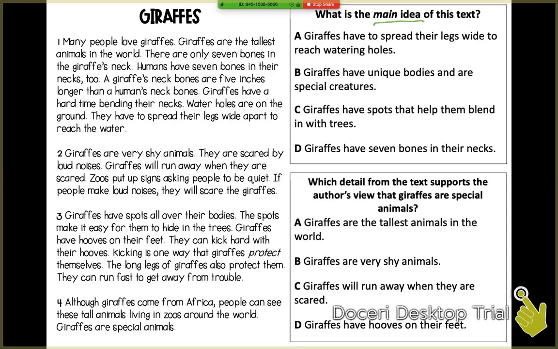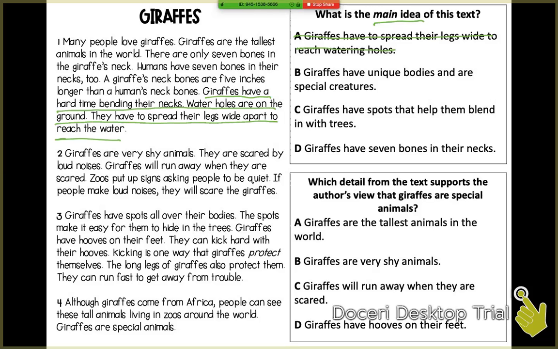So A says, giraffes have to spread their legs wide to reach watering holes. Is that mentioned in the text? Absolutely. Giraffes have a hard time bending their necks. Water holes are on the ground. They have to spread their legs wide apart to reach the water. Yes, that is mentioned in my story. However, is that what the whole story is mostly about? No, I think that's just a detail telling me about the giraffe's body and what they have to do to get their water. So we're gonna slash it and trash it.